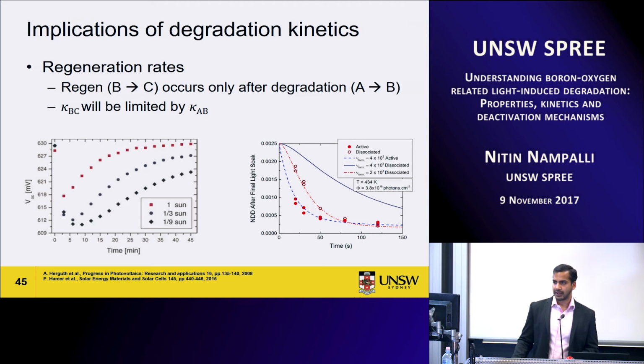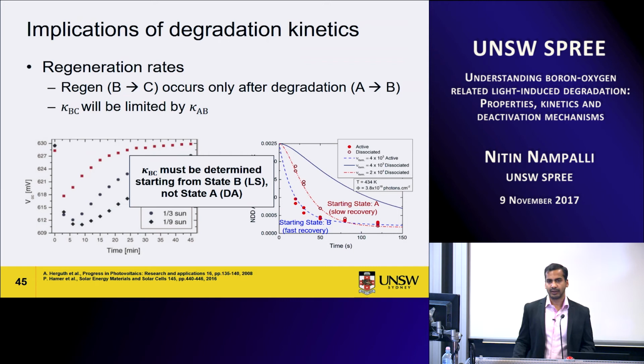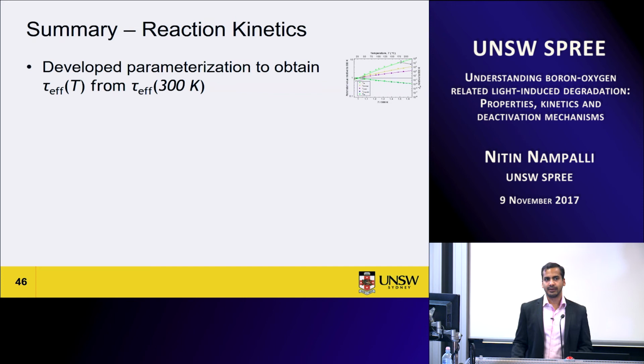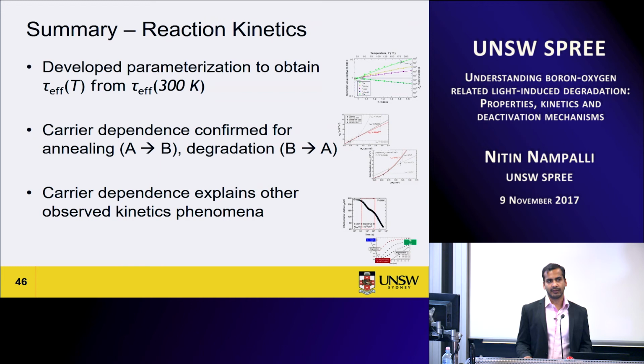And there's been some other studies that have kind of confirmed this. If you start off in state A versus state B, you get different recovery rates. So what that means is to accurately characterize the regeneration rate, you need to consider the starting state of the defect. So to sum up, we've developed a method to obtain effective lifetime at any given process temperature from measurements done at room temperature. And we've used that to determine the carrier dependence for degradation and annealing associated with the boron-oxygen defect. And what we find is that this carrier dependence is actually quite critical and can explain some of the known phenomena that we see in the literature.